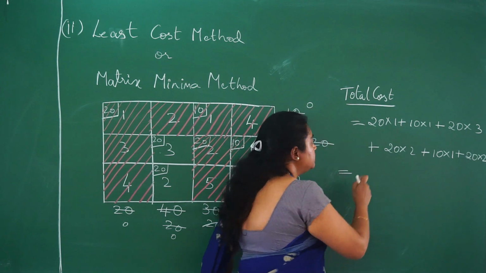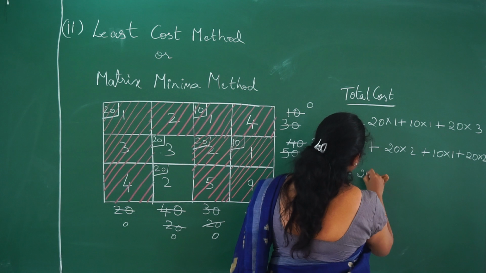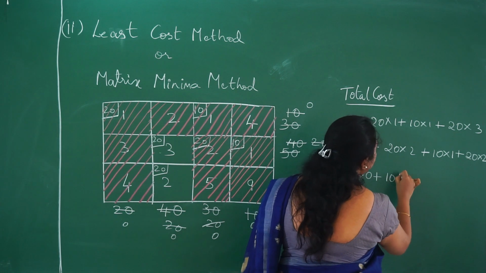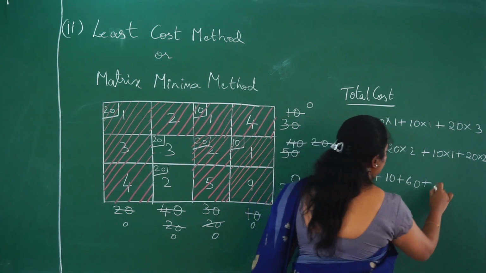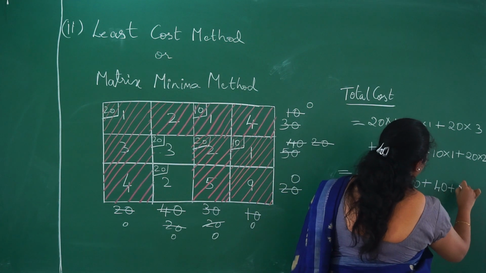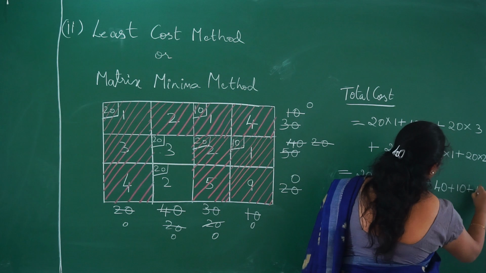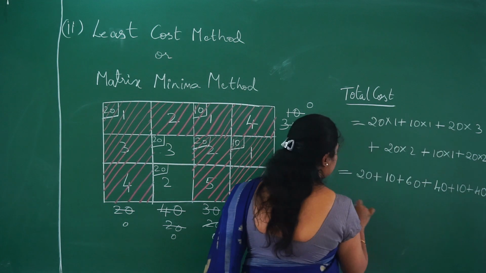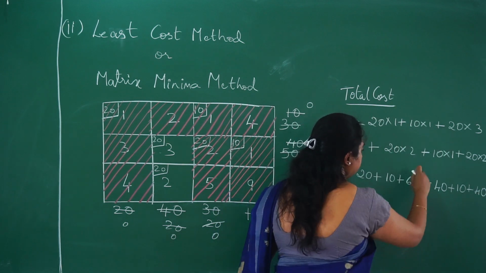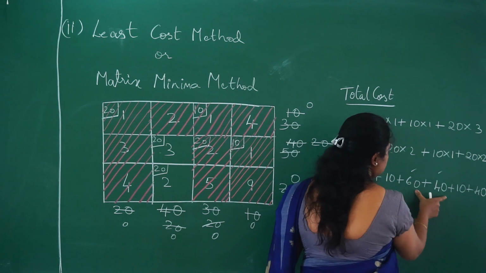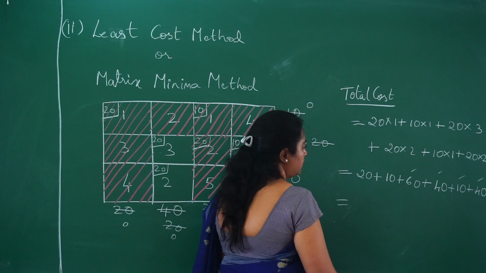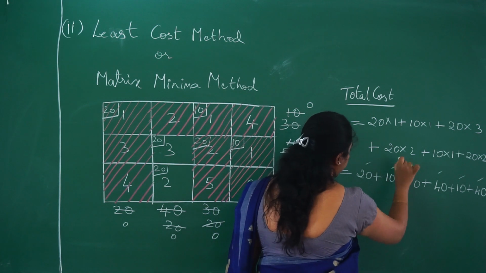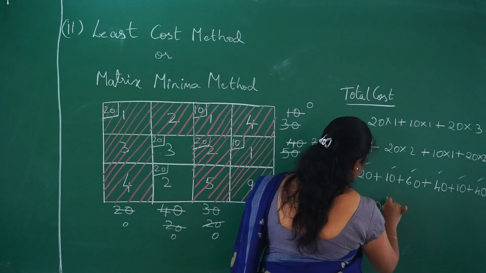So let's calculate this. 20 into 1 is 20, plus 10 into 1 is 10, plus 20 into 3 is 60, plus 20 into 2 is 40, plus 10 into 1 is 10, plus 20 into 2 is 40. So when you calculate this, we'll take the highest numbers first: 60 plus 40 is 100, 110, 150, 170, 180. So the total cost is 180.